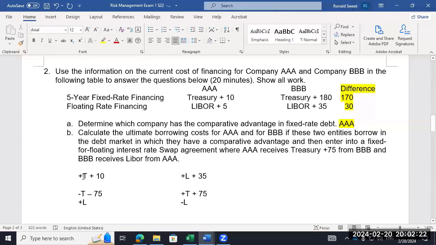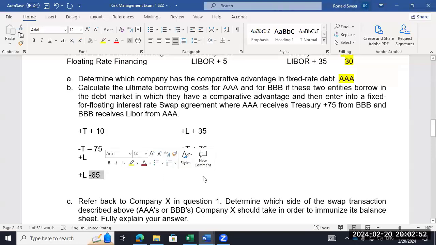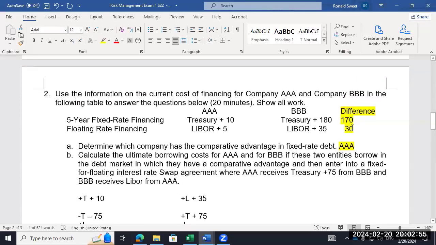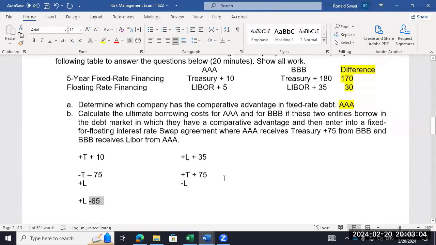So what does AAA have? T minus T plus L. 10 minus 75 is minus 65. Did y'all do the check to begin with? What's the difference here? Yeah, 170 minus 30 is 140. What's half of 140? What's 10 minus 70? Or wait, I'm sorry, what's 5 minus 70? Excuse me. 5 minus 70 is minus 65. So the difference here, 140, we're going to essentially split it 50-50 between the two of those. Since they're going to end up in LIBOR, they're going to get LIBOR minus 65 instead of LIBOR plus 5.